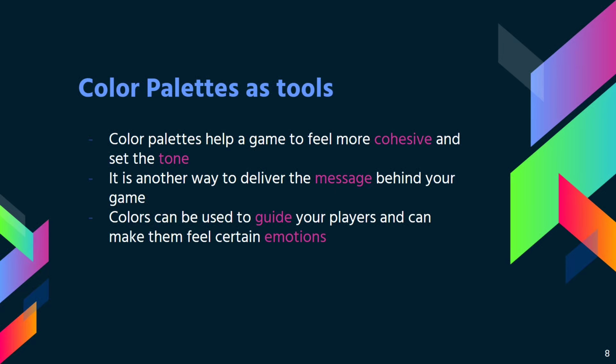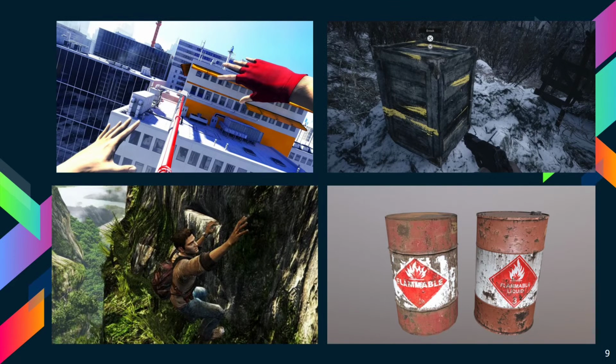So we all know that colors make us feel certain ways. That's just a psychological thing. But your color design can also be used to help guide players in different ways. So we have different examples here. The first example is Mirror's Edge, which, if you haven't played it, you should play it. It's a really fun parkour game where you parkour around the city. And the colors in this game are unique in that every single building is white.